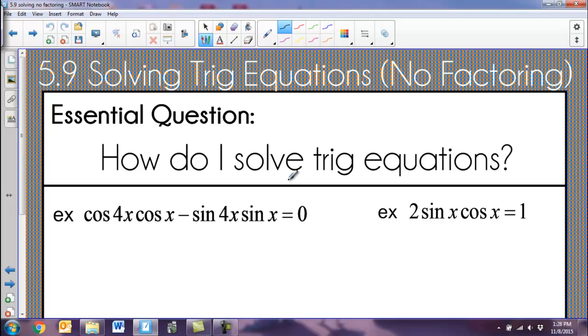What we're going to look at today are ones that aren't basic trig identities and that we have to manipulate down until it says something of just one trig function equals some number. So let's get started.